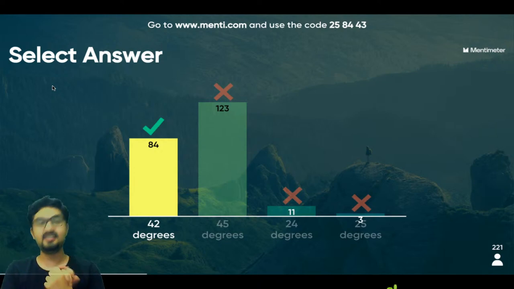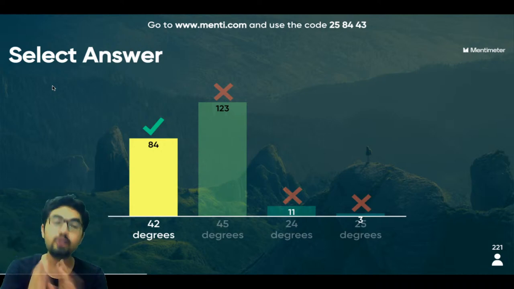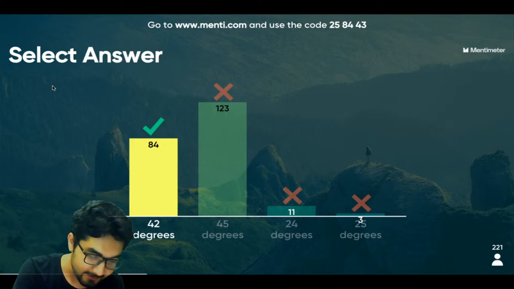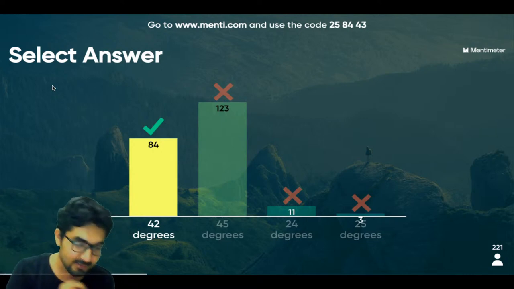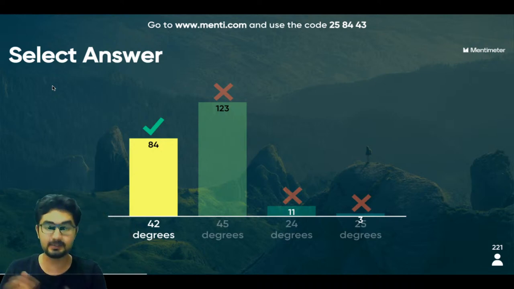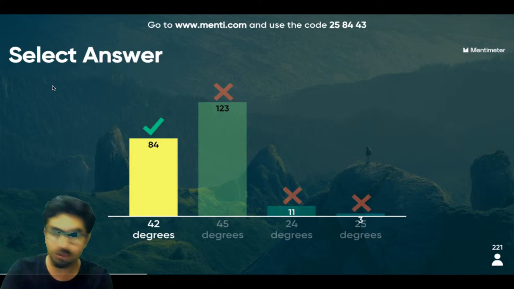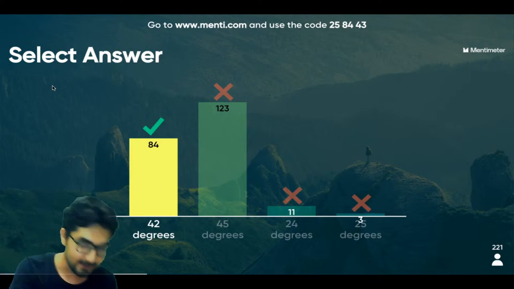84 people, this is correct. That is 42 degrees. When the rainbow forms, the angle of the rainbow to your eye is 42 degrees. That is what it represents. Samjhe? It is 42.3 to be precise, but hum 42 maan lete hain. It was not 45, it was not 24, it was not 25. It is 42 degrees. Right?